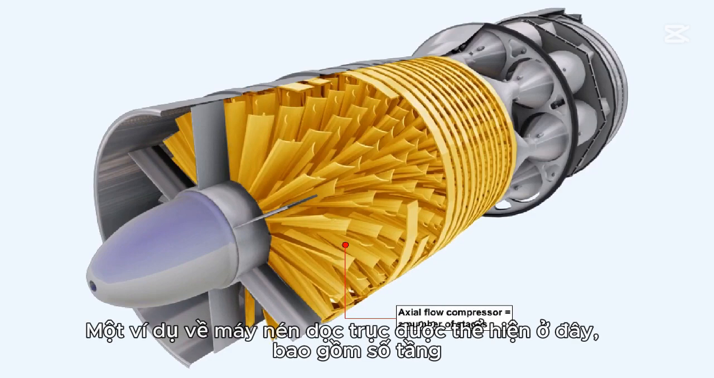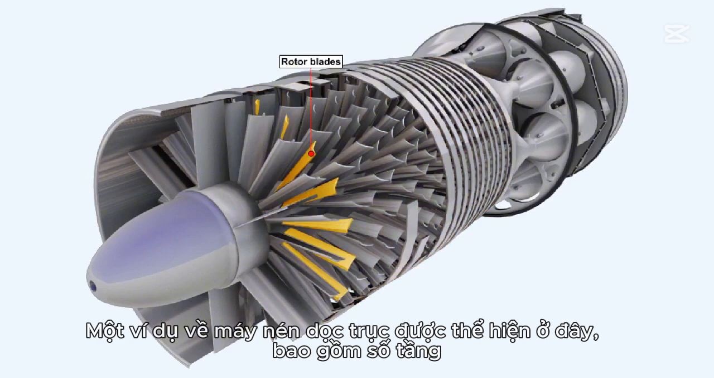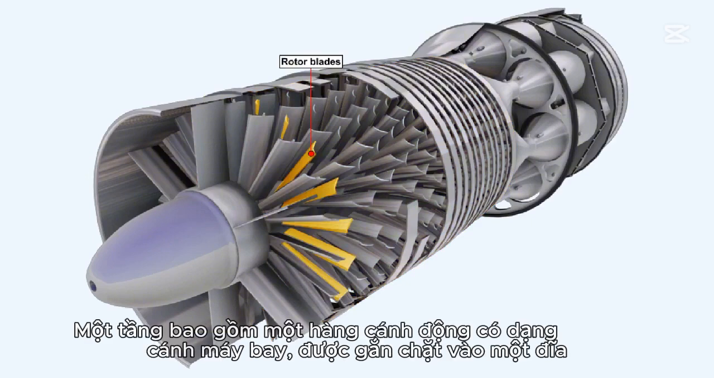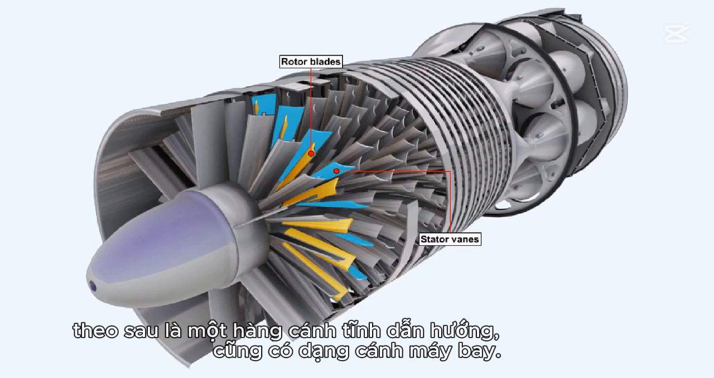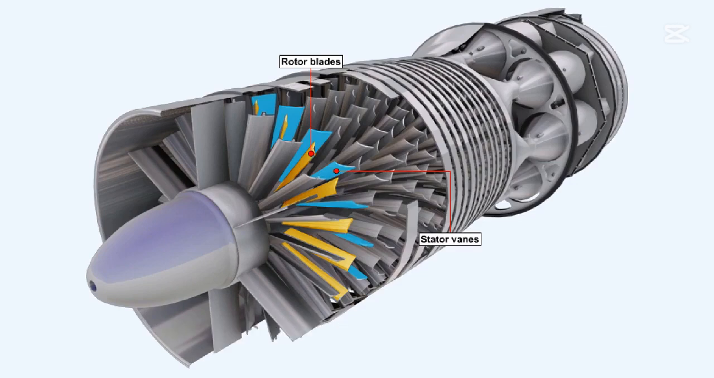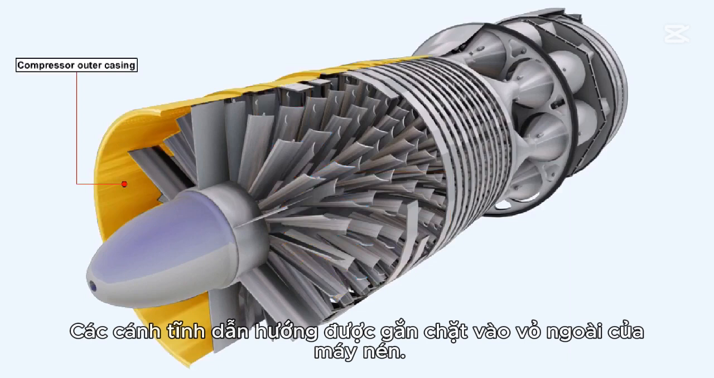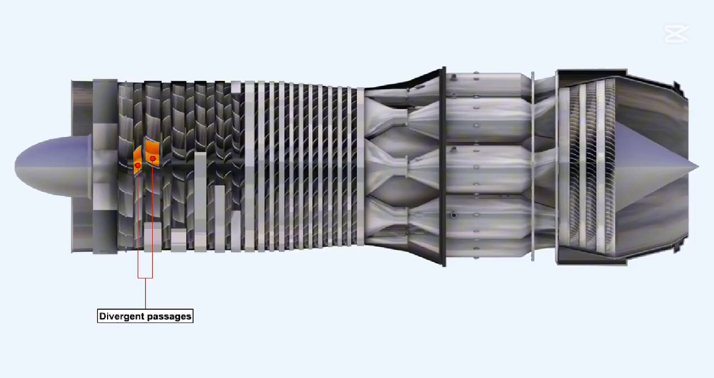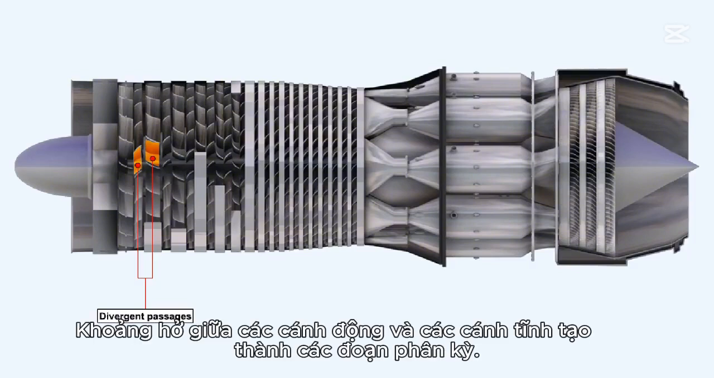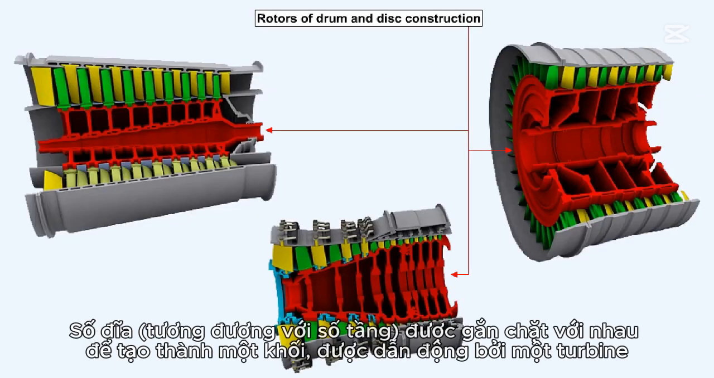The axial flow compressor, an example of which is shown here, consists of a number of stages. A stage embodies one row of rotor blades of airfoil section which are fastened to a disc, followed by one row of stator vanes also of airfoil section. The stator vanes are fastened to the compressor outer casing. The spaces between the rotor blades and the stator vanes form divergent passages. A number of discs, the number equates to the number of stages, are fastened together to form an integral rotor drum, which is driven by a turbine.